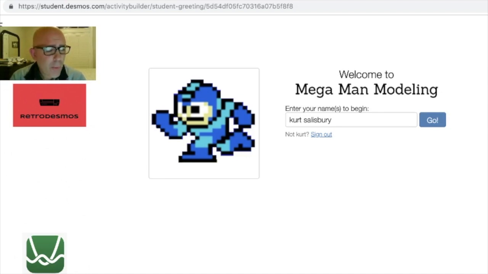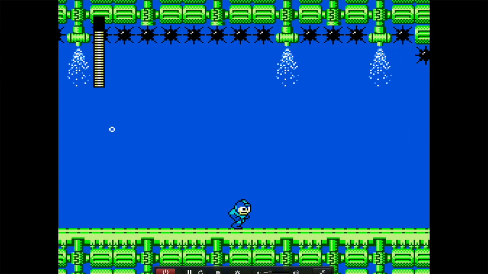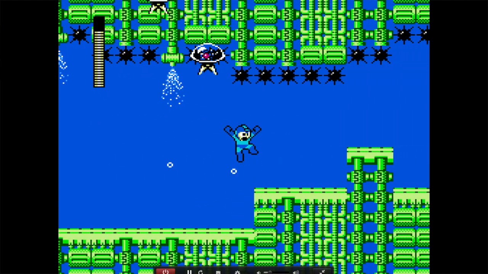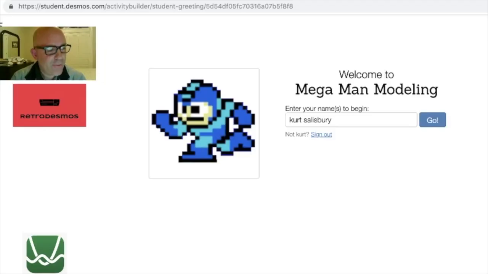So if you don't know, Mega Man was a video game that was pretty popular in the late 80s, early 90s. They're still making them now. They're still, I believe, making new ones now. But that was the height of where it was at. And Mega Man's this robot, and he's going around after some other robots to defeat them. And as part of the game, we'll defeat a few robots, kind of a goal for students as they go through the activity.